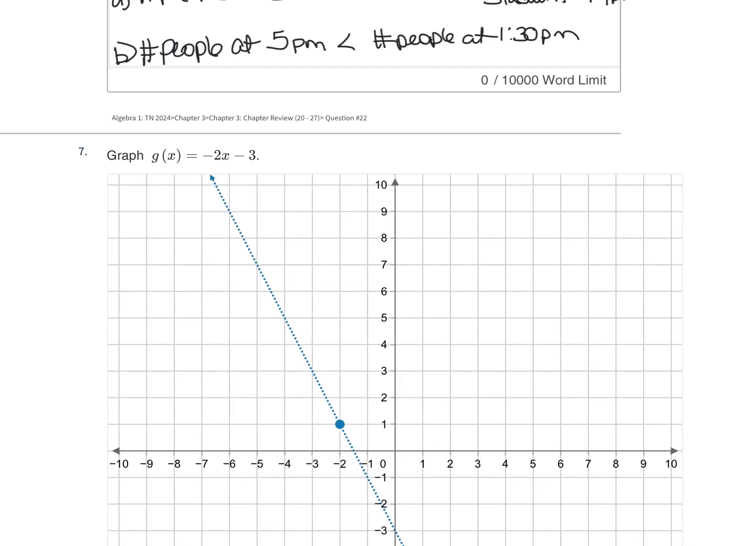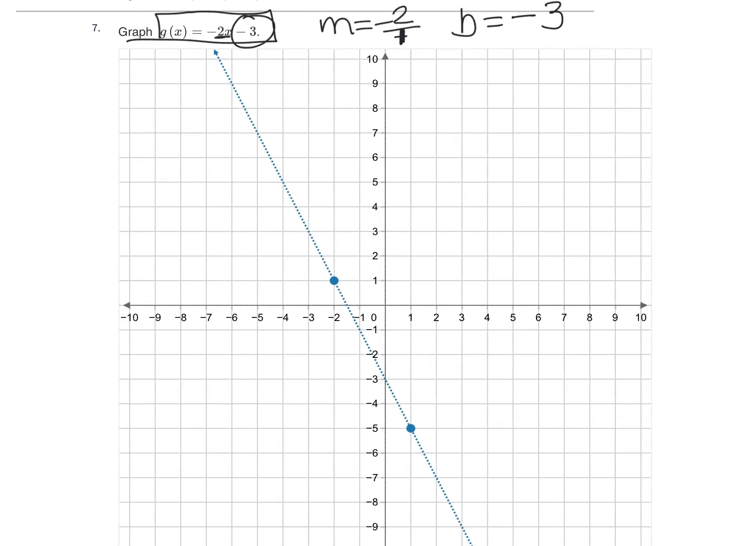The next one says to graph this. So this is slope-intercept form, right? My slope is the coefficient of x, so -2 or -2 over 1. And then my y-intercept is the number after your x, so take the sign with it, -3. So your first step is to graph the point -3 on your y-axis. So that's your y-intercept.